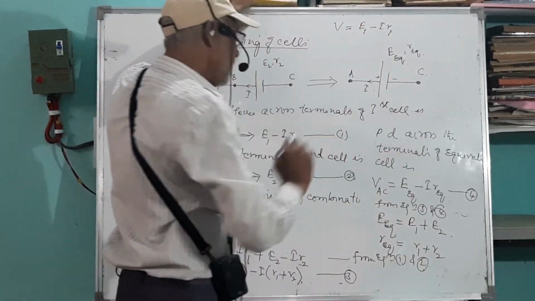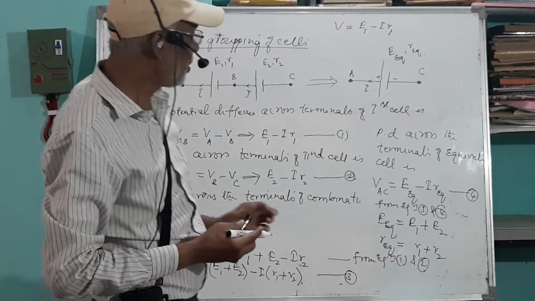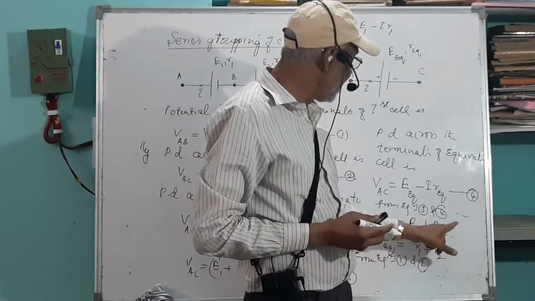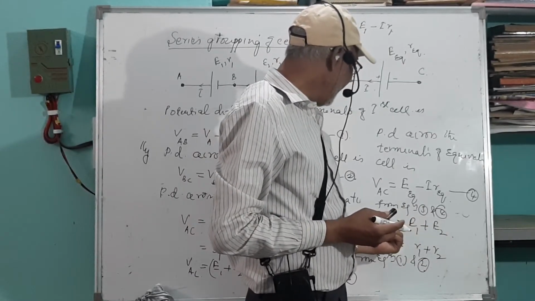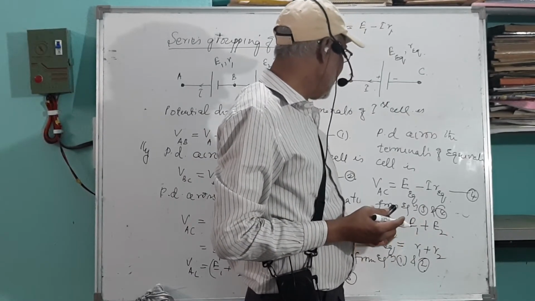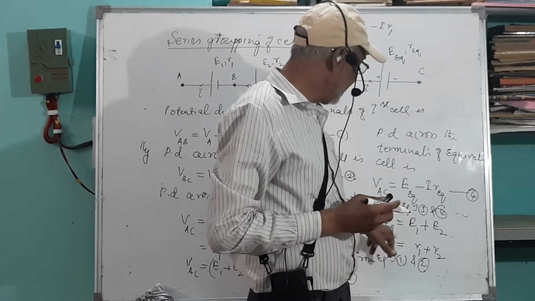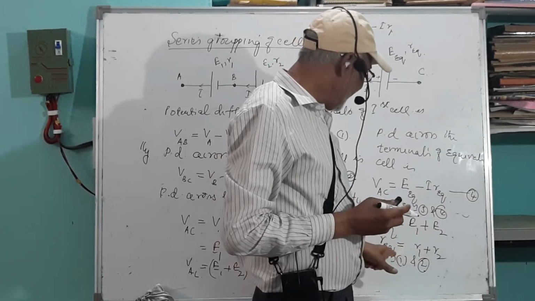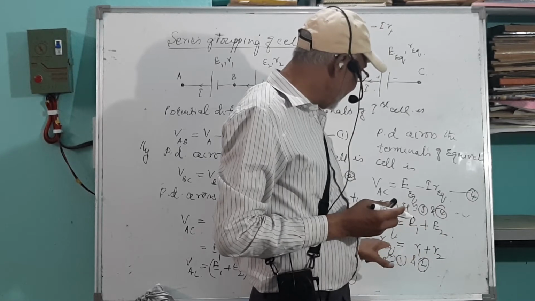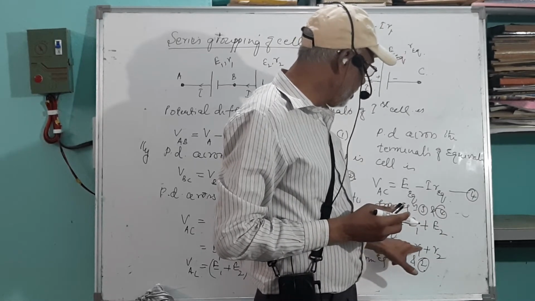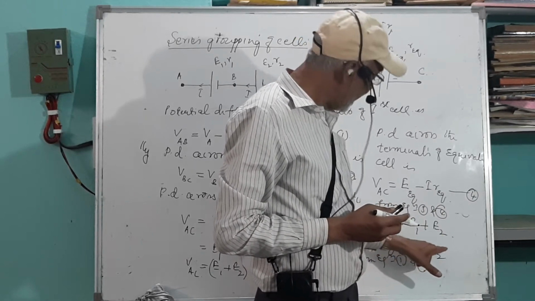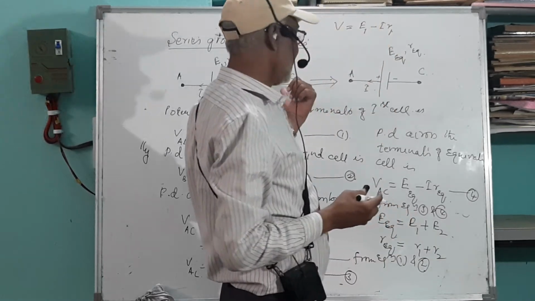Say if there are 3 cells, I have to just add the EMF of the third cell in order to get the equivalent EMF of the 3 cells when they are connected in series. Similarly, the equivalent internal resistance is equal to R1 plus R2 plus R3, if there are 3 cells.